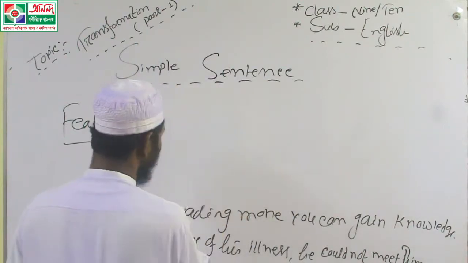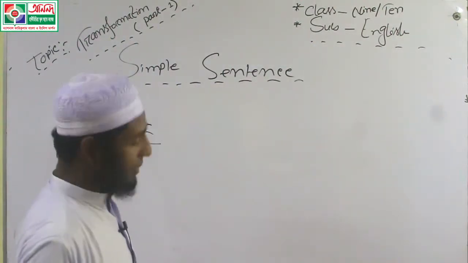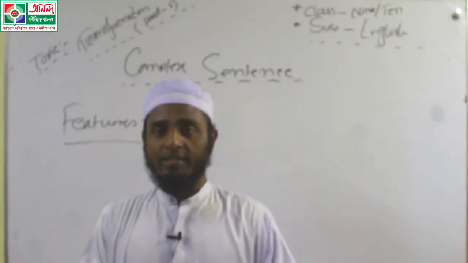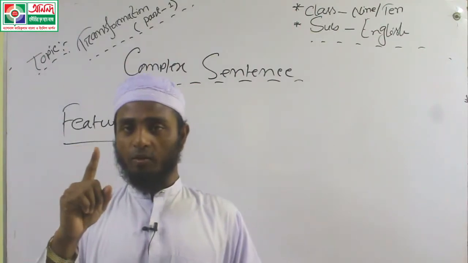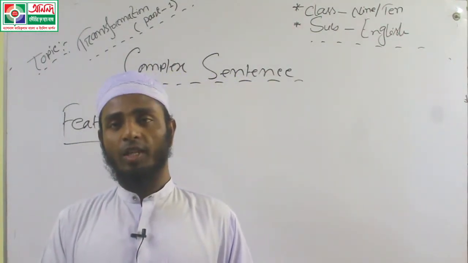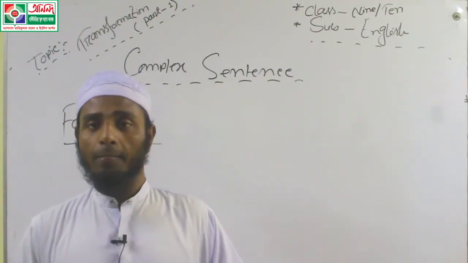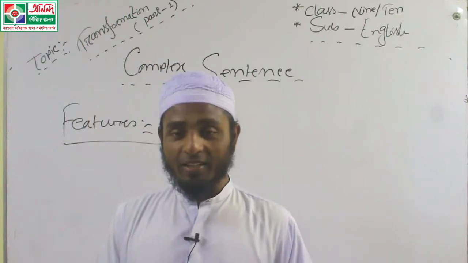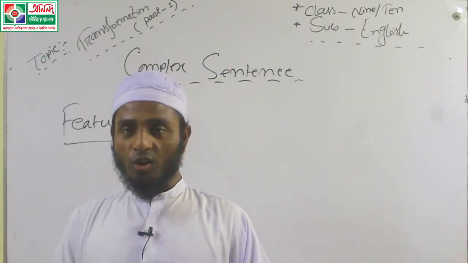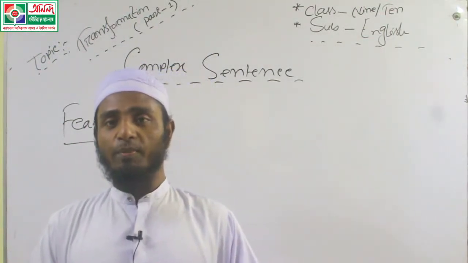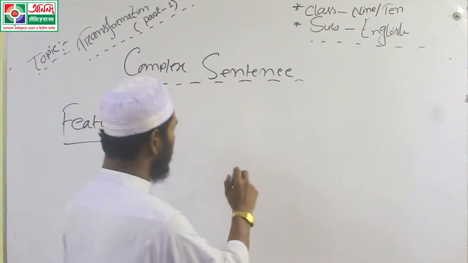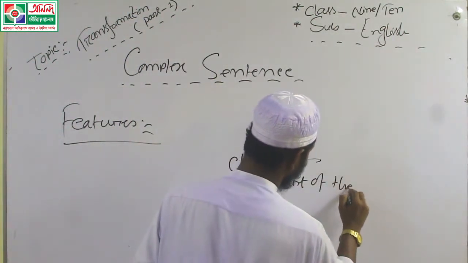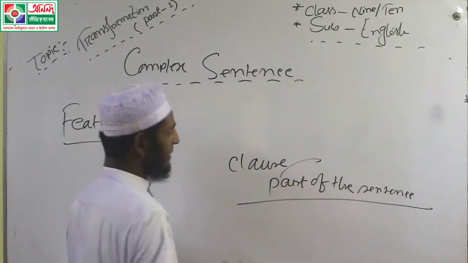Dear viewers, now I will discuss complex sentence. What is a complex sentence? A complex sentence is a sentence which has one principal clause and more than one subordinate clause. You are now curious to know what a clause is. Dear viewers, it is very easy. Clause means part of the sentence.